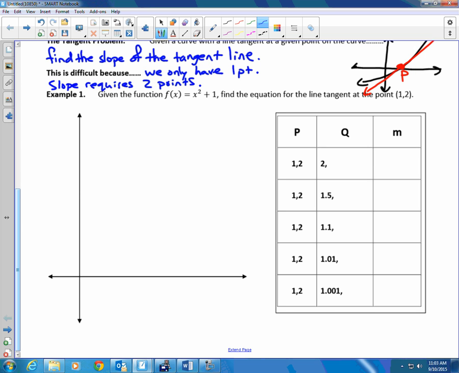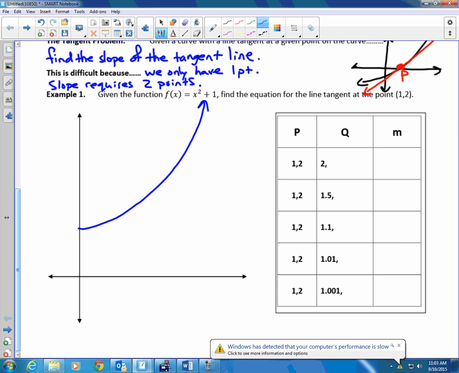Given the function f of x is x squared plus 1, find the equation for the line tangent at the point 1, 2. So here we go. I'm going to draw the curve. X squared plus 1 makes what shape? I just drew it for you. Parabola goes up.